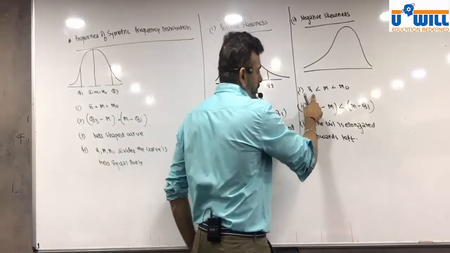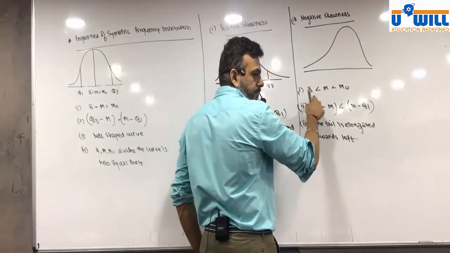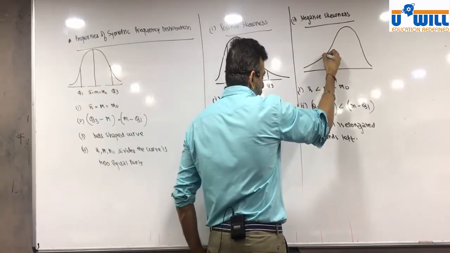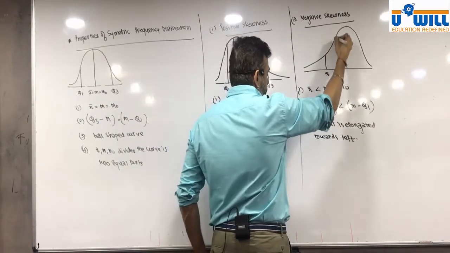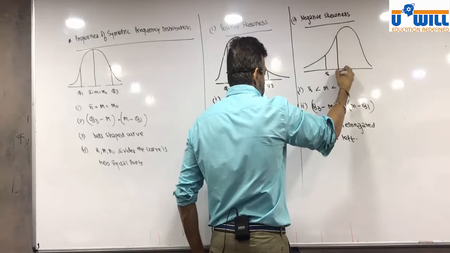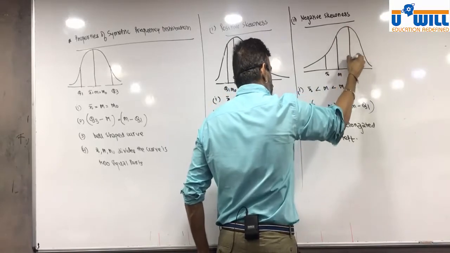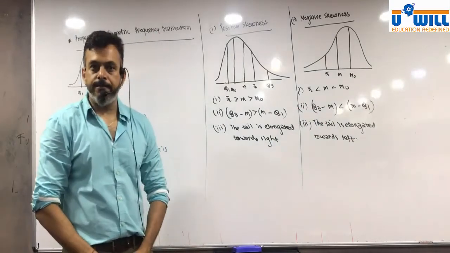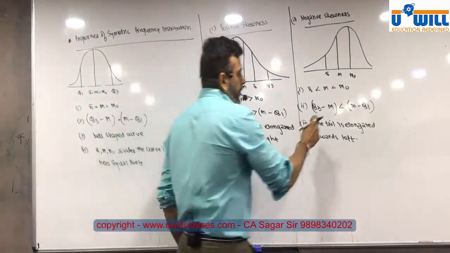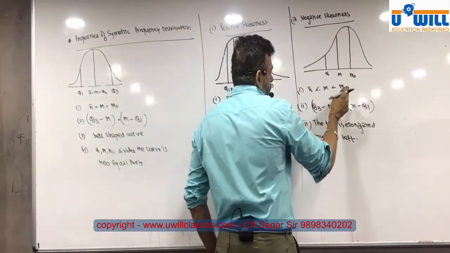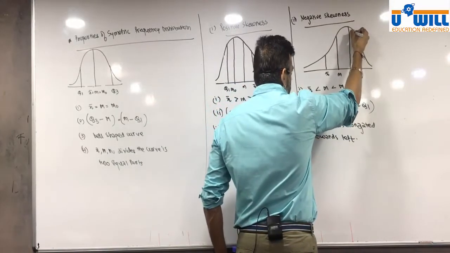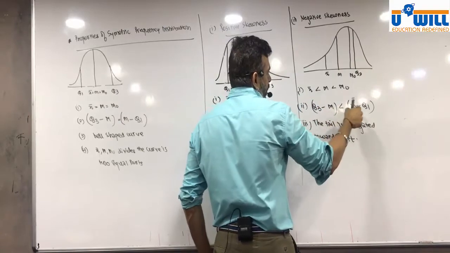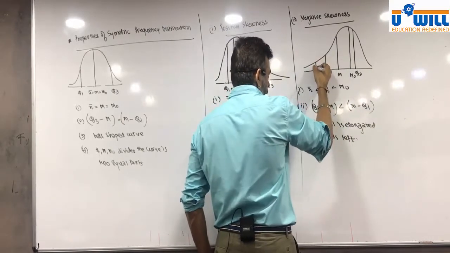Now we can plot this, which is the minimum. Mean is the least, so we start with x bar, then m, and then mode or z. Got it? Then Q3 minus m. So the distance between m and Q3 is less than m minus Q1.